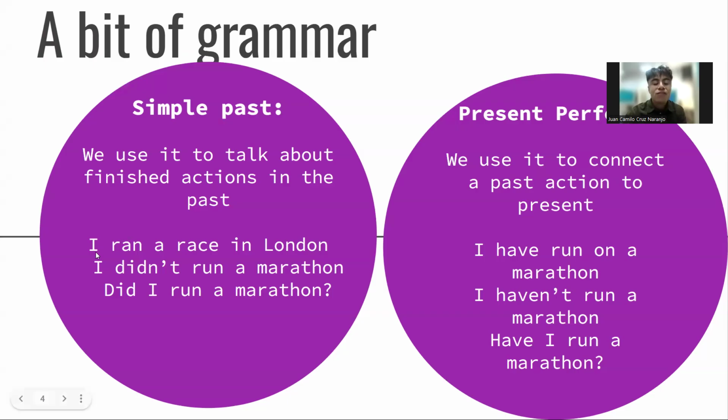So the structure of an affirmative sentence in simple past is first the subject, I, then we're going to use the verb in simple past form, I ran, and then we're going to have the complement, a race in London. Okay? So that is the structure of the affirmative sentence in simple past. How about the negative sentence in simple past? Let's suppose that we want to say that I didn't run a marathon.